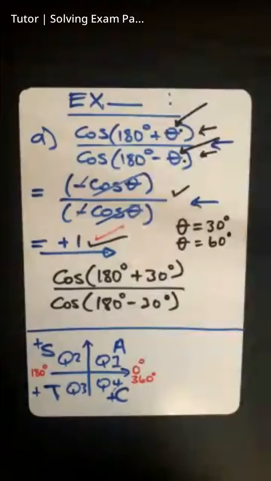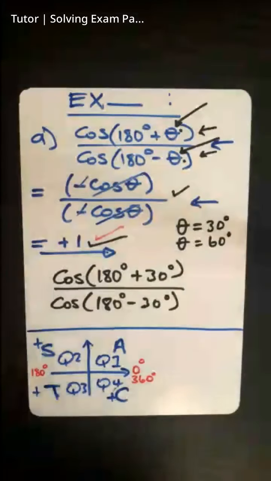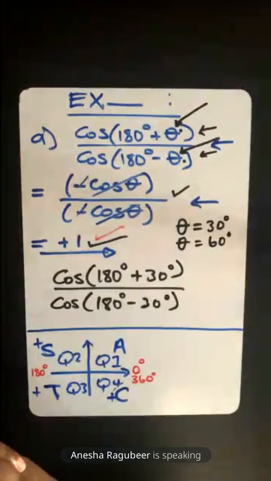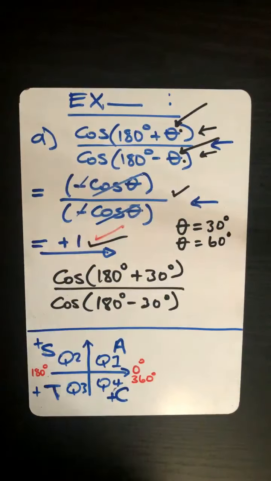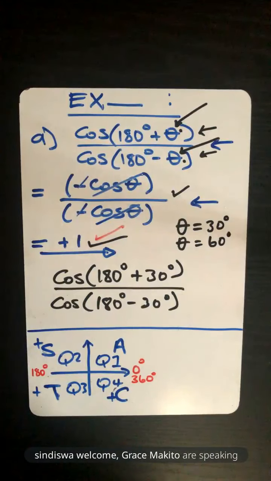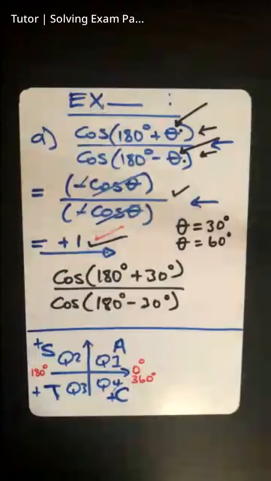So Shreyas, what are you getting? I used 30 degrees and 60 degrees, and they both give me positive 1. Is it what everyone is getting? Yes, sir. So are you guys happy with that method? Yes, sir.